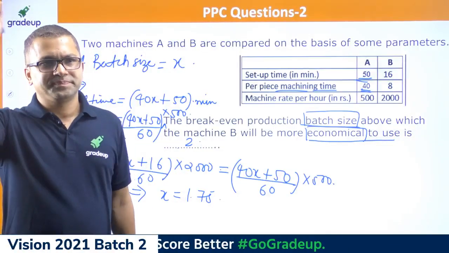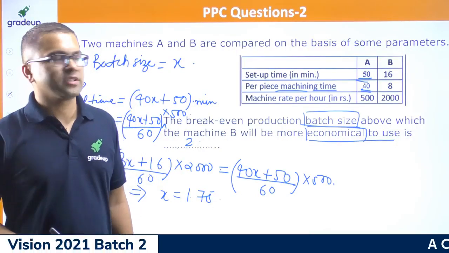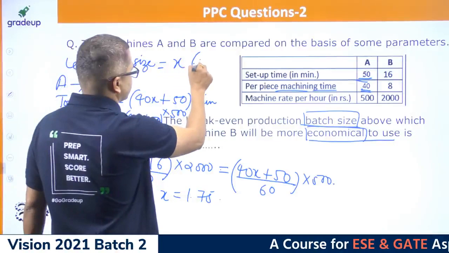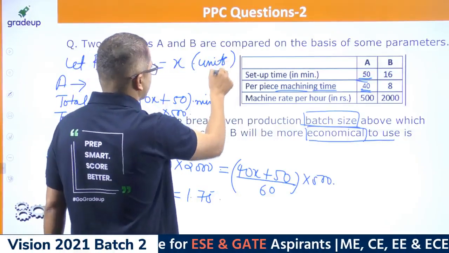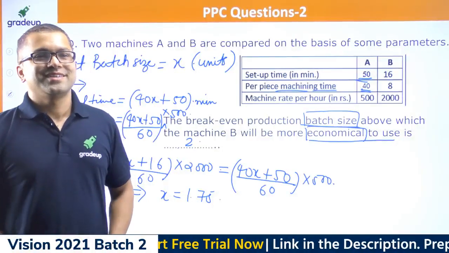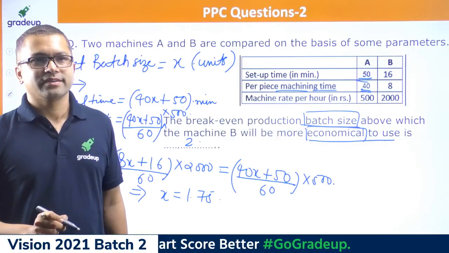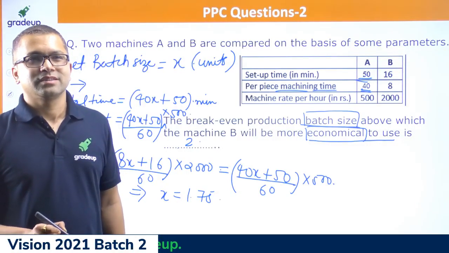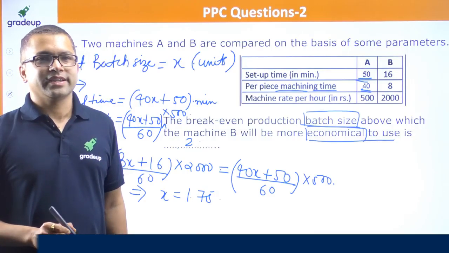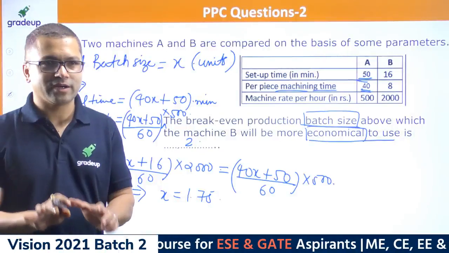Is it clear? No? Because X represents units, right? How can you have 1.75 units, right? Yeah, Sunil, I think this is clear to you. Okay. Okay, chalo, theek hai, good. Now you can check, you can go back home.